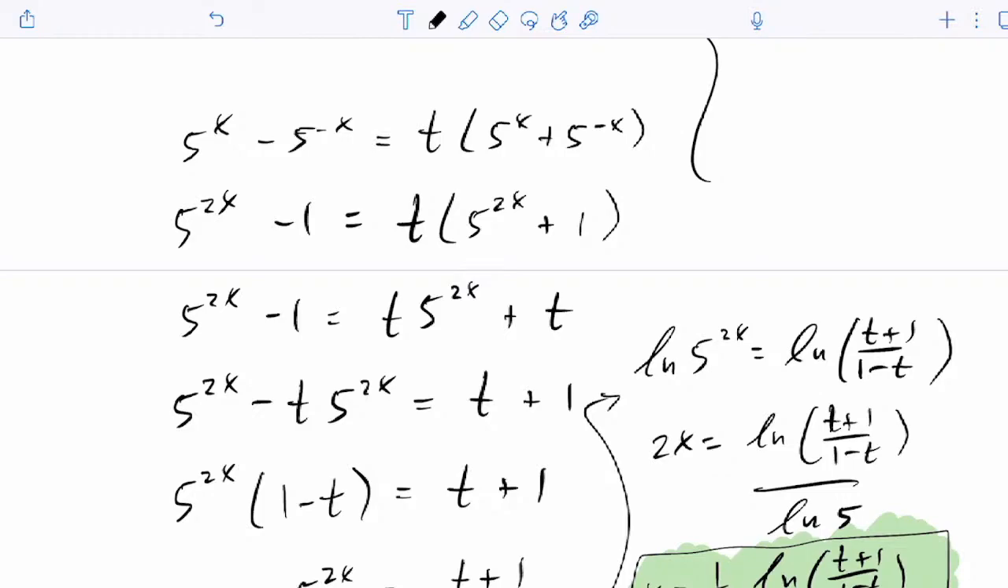Oh, yeah, a log is fine. You could do log. Totally fine to do log. Log will work too.